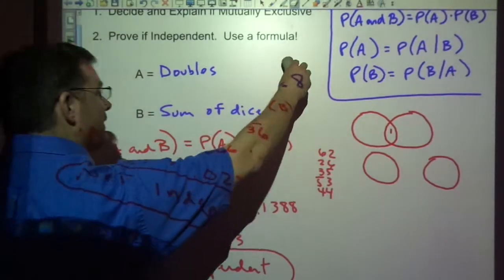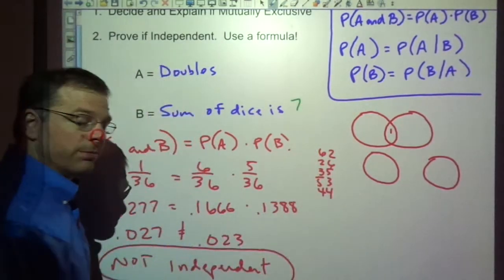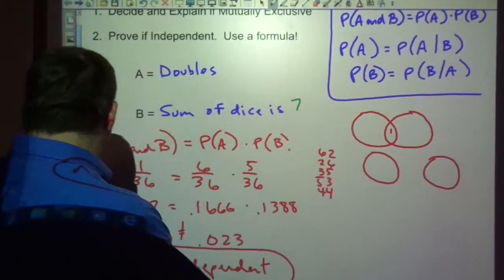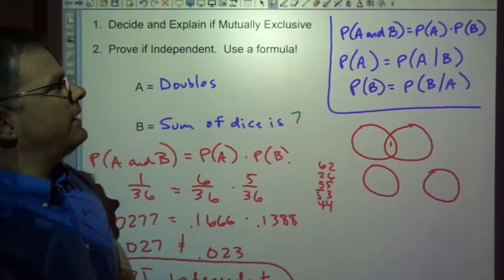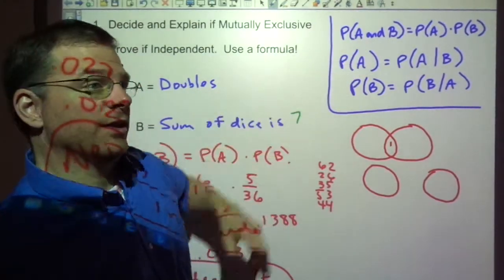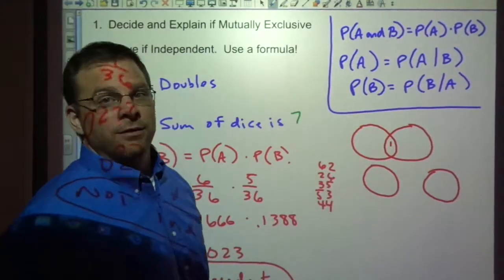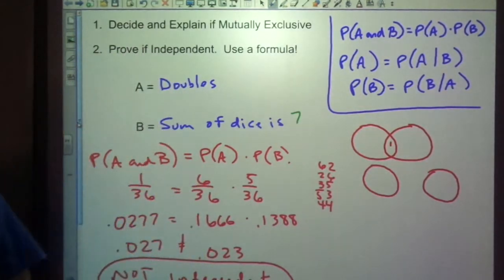Let's change this. We're going to make this 7 for problem number 2. And I'm going to tell you that you're not allowed to use this formula. You have to use one of these 2 formulas for this next problem. Pause the video, work it out. I'll erase this and get ready to explain. Pause.